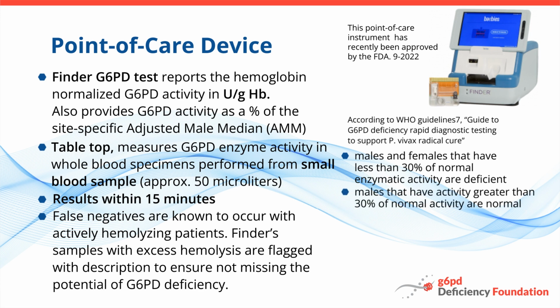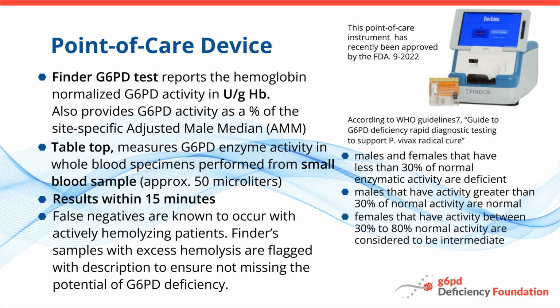Males that have activity greater than 30% are normal. Females that have activity between 30% and 80% normal activity are considered to be intermediate. Females with activity greater than 80% are normal. This device is better to recognize the heterozygous females. However, as with any of the enzyme activity tests, the few heterozygous females whose enzyme levels fall in the normal range of G6PD activity due to lyonization will be missed as carriers.